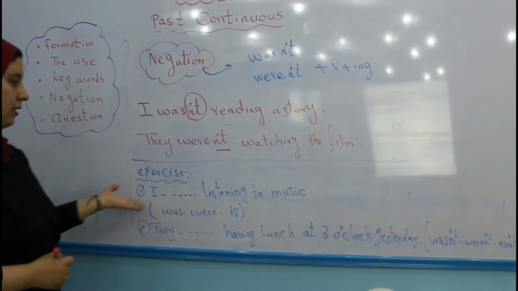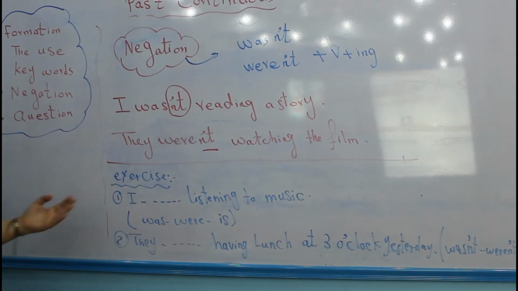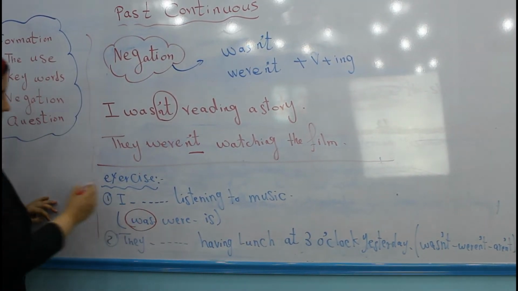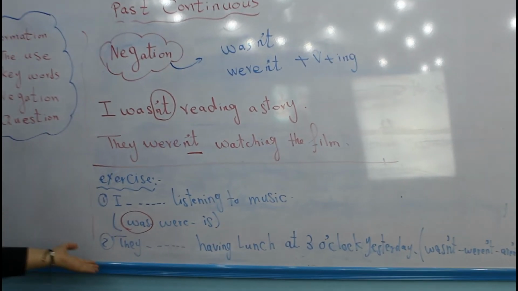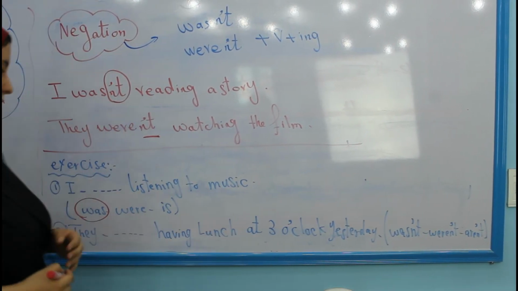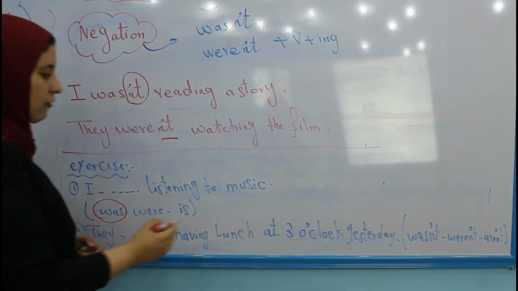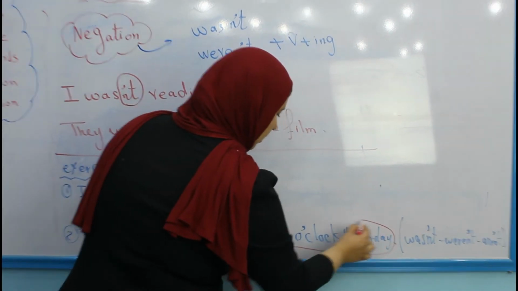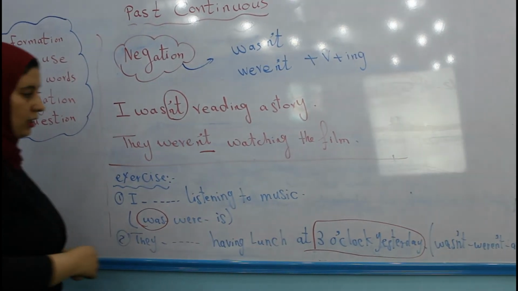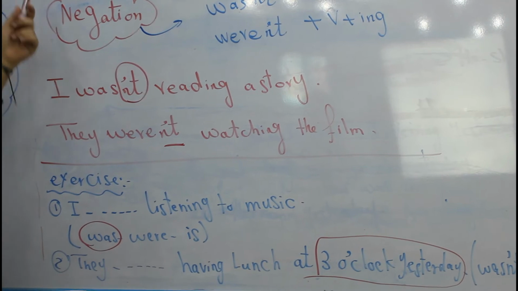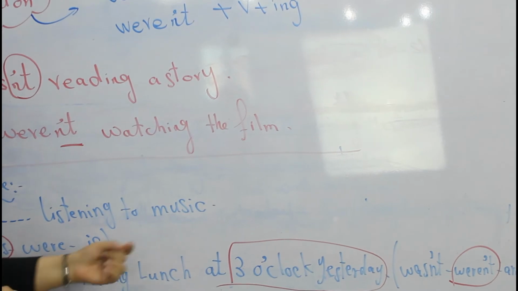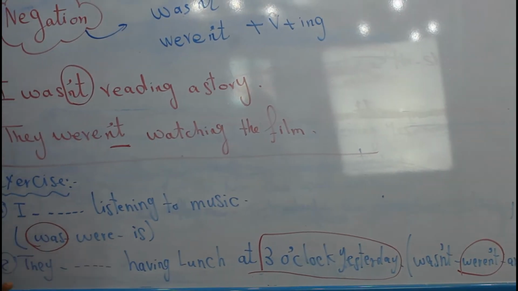Exercise. I blank listening to music. Was, were, is. We will choose was. They blank having lunch at 3 o'clock yesterday. Wasn't, weren't, aren't. Here we have a specific period of time, so we will choose past continuous. They weren't. Specific period of time in the past.